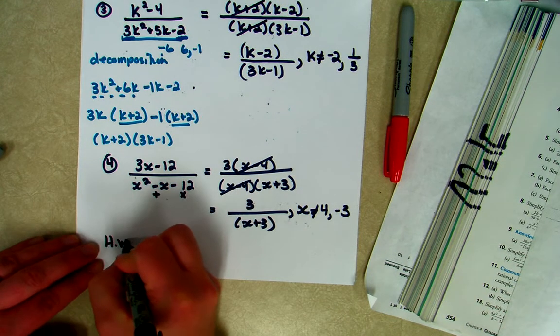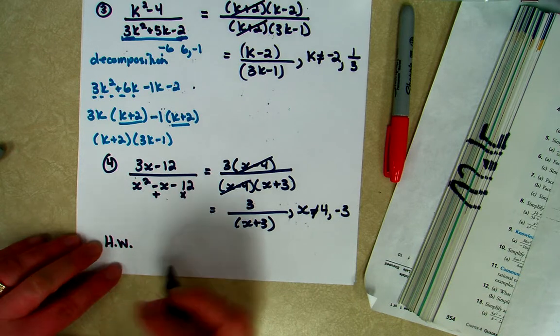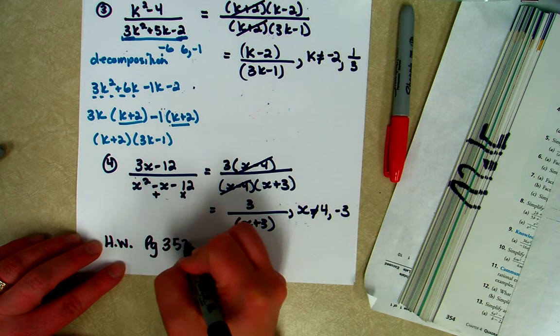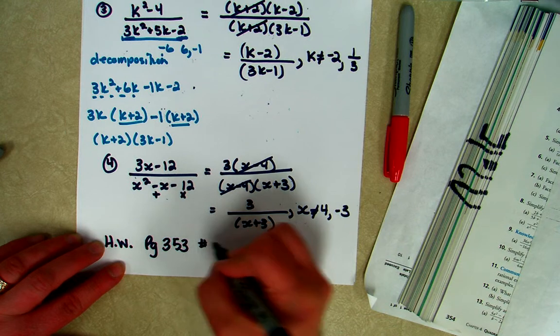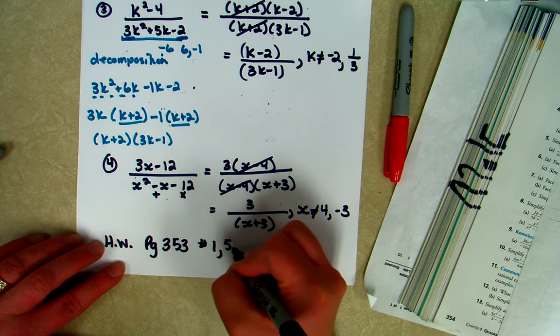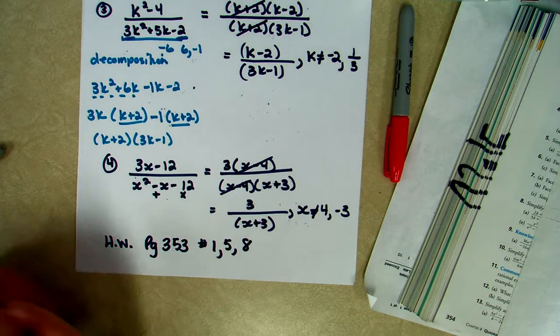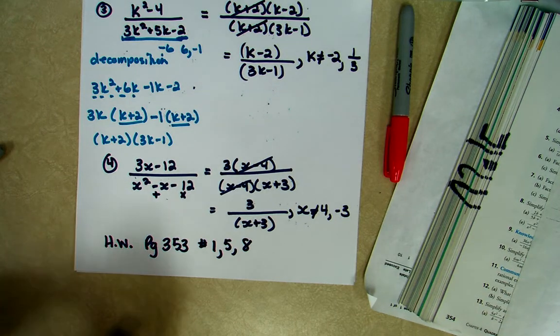So the homework is the same for both the U's and the M's. I want you to take a look at the questions starting on page 353, and I want you to do number 1, number 5, and number 8 as best you can for tomorrow, and we can go over any questions after that.